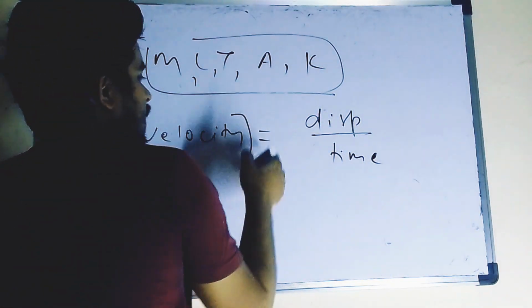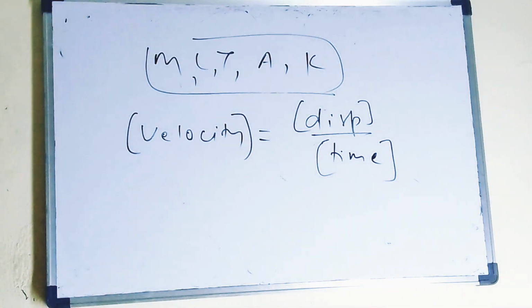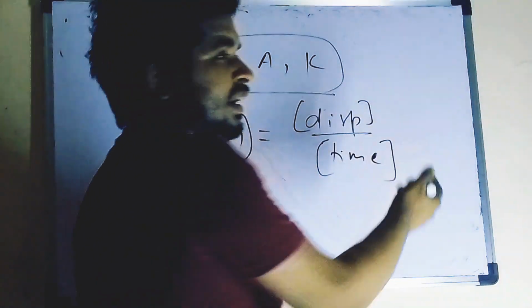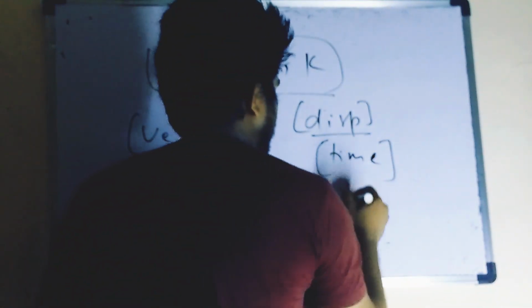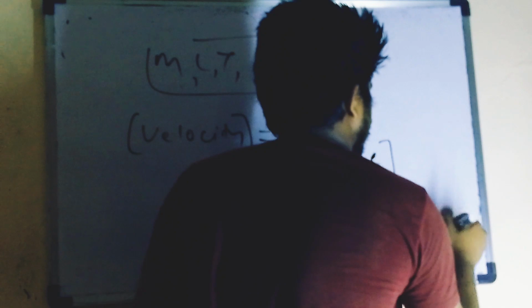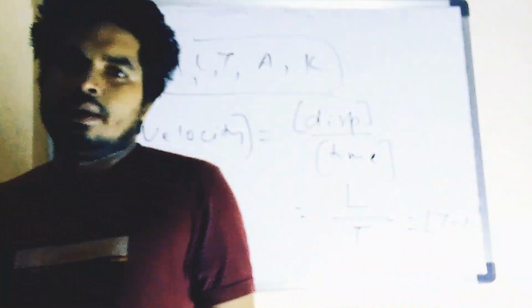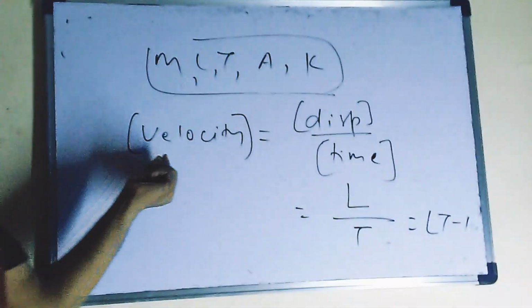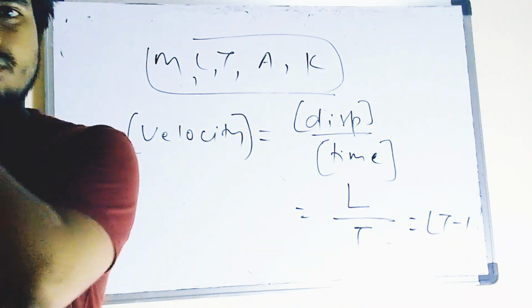We write velocity dimension like this. We put a cap on displacement and on time. Actually displacement is what? Length. So we'll replace displacement by capital L. Dimension of time is T, so we'll replace time by T. So the dimension is L T minus 1. We write in terms of power, positive or negative integer. So what is the dimension of velocity? L T minus 1. Clear?